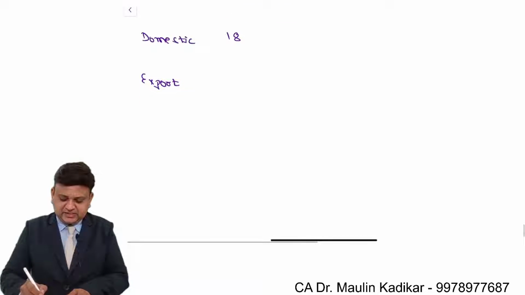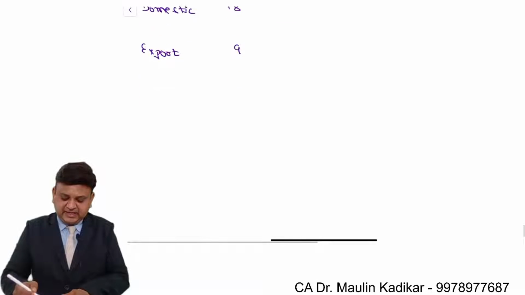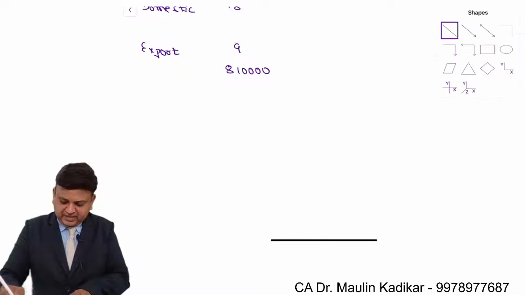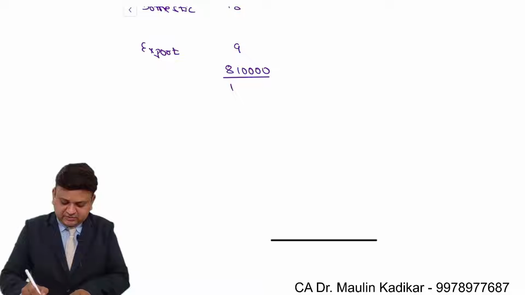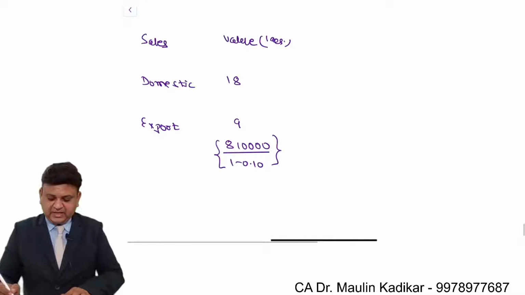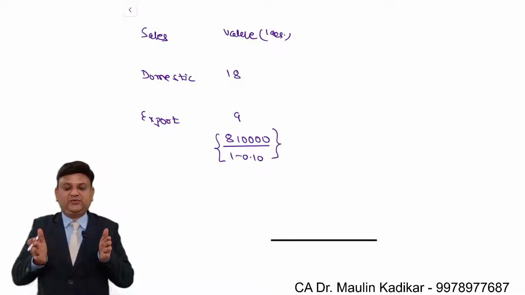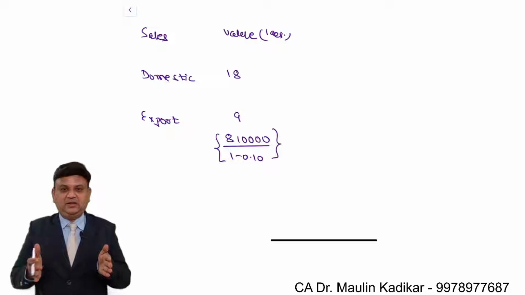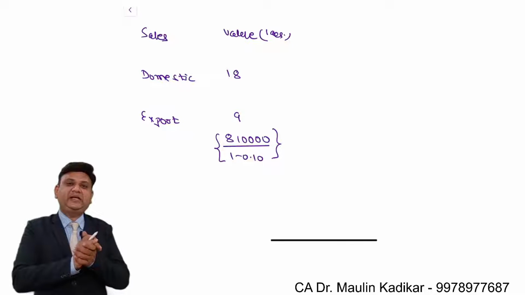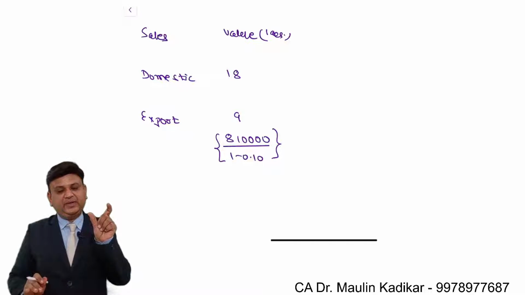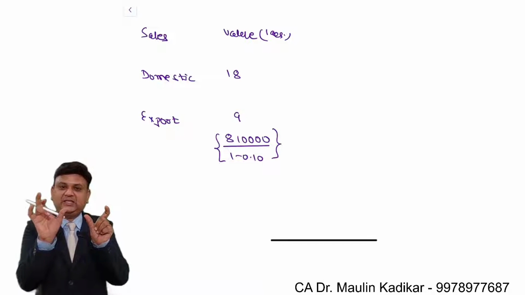For the export, it is 9 lakhs. How is this 9 lakhs calculated? It is 8 lakh 10,000 divided by 1 minus 0.10. In a way, whatever goods we normally sell for 100 rupees in the domestic market, we have exported for 90 rupees. And that 90 rupees is represented by this 8 lakh 10,000.